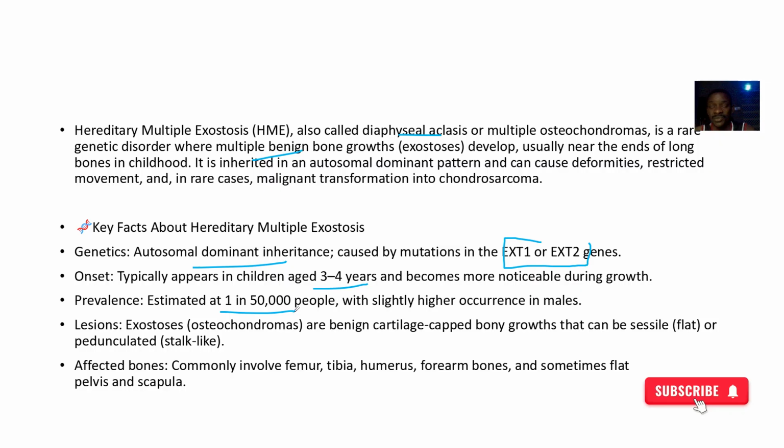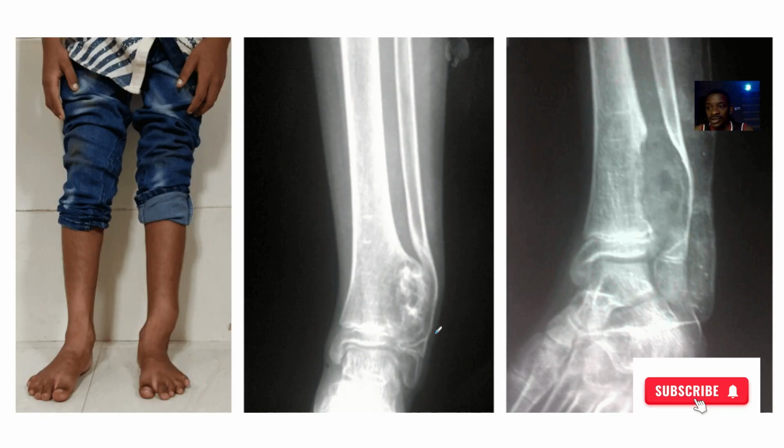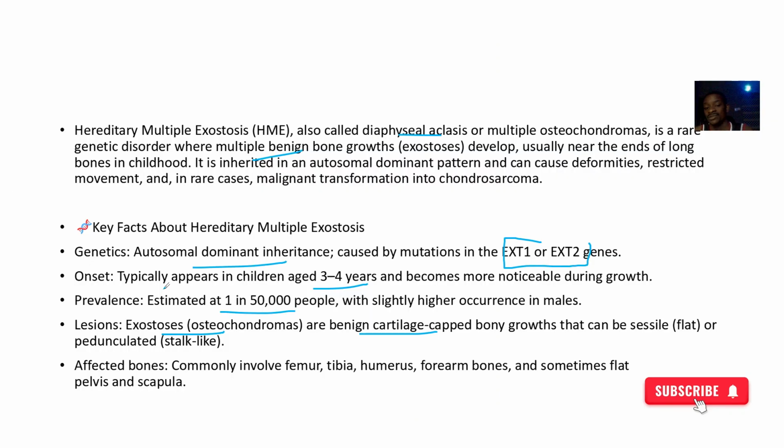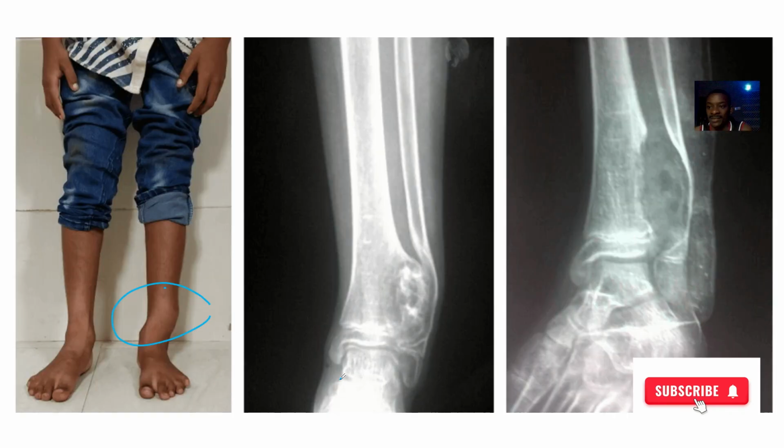Worldwide, in 50,000 people, you see it in one person. The lesions, exostosis, that's the osteochondromas, are benign cartilage-capped bony growths. They can be sessile flat, or they can have a peduncle. Benign means that they will not really spread to other places, but you can see they cause a lot of issues. Bones mainly affected are the femur, the tibia, the humerus, the forearm bones, sometimes flat bones like the pelvis and also the scapula.